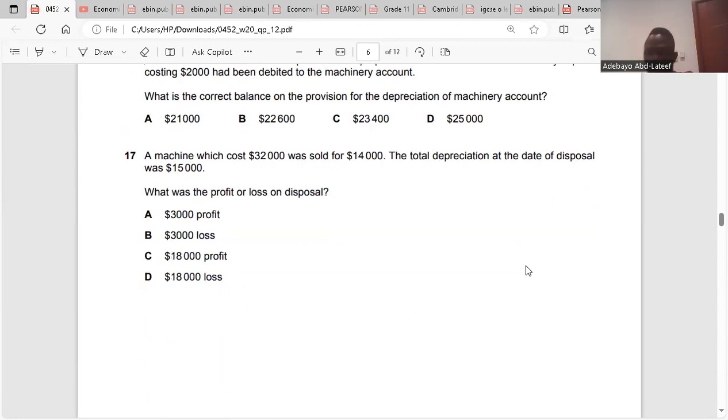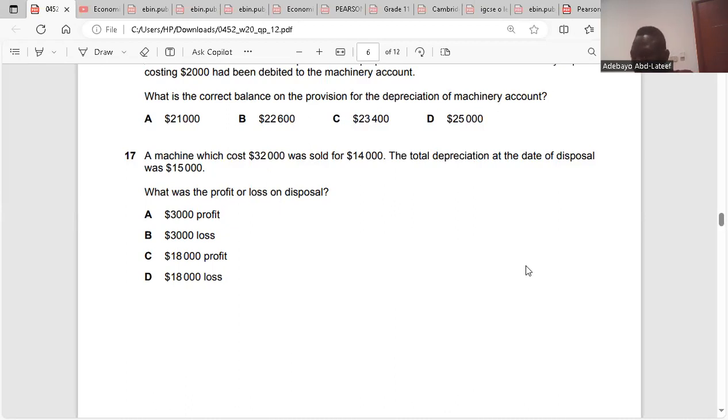Question 17. They said a machine which cost 32,000 was sold for 14,000. Did you get it? No, I didn't get. All right. They said a machine which cost 32,000 was sold for 14,000. The total depreciation at the date of disposal was 15,000. So the cost is 32,000 minus the disposal value of 14,000.